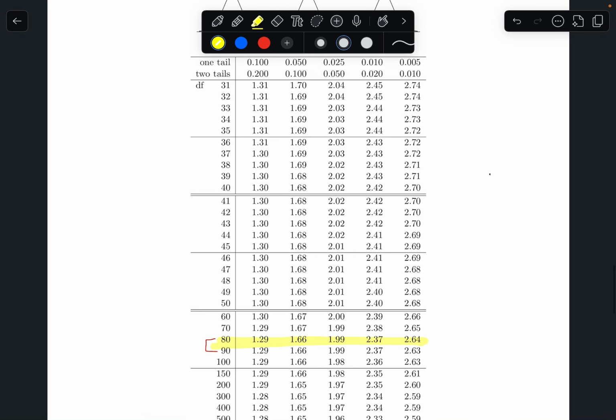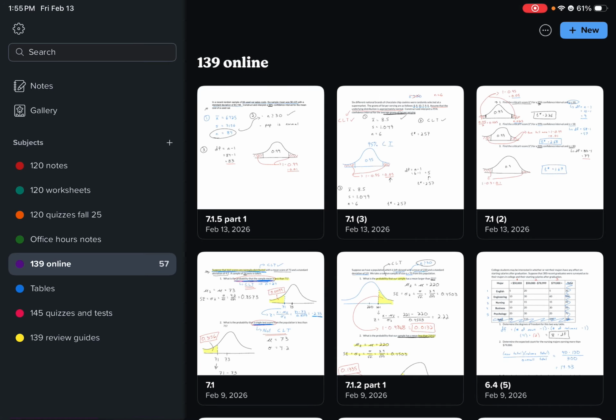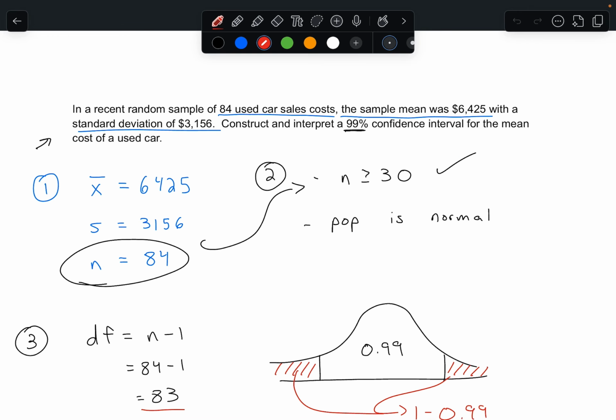And then we set a two-tail area of 0.01. So a two-tail area of 0.01, that would mean we're looking at this far column over here. This is what we want. We, of course, want the overlap between those two, so our critical T star will be 2.64. So let me make a note of that here, my T star in this problem.